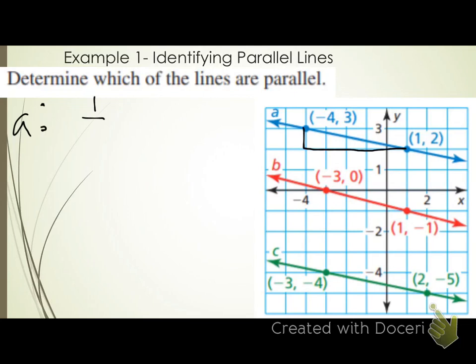The width of the triangle is my run. How wide is the triangle? 5. Everyone see that? 1, 2, 3, 4, 5. It's going downhill from left to right, so would that be positive or negative? Negative. That's one way to find my slope. I could also use my slope formula of y2 minus y1 over x2 minus x1. I would get the same answer: 2 minus 3, 1 plus 4, gives me negative 1/5. Whichever way you prefer to find the slope, use that method. Okay? Let's find the slope of line B.